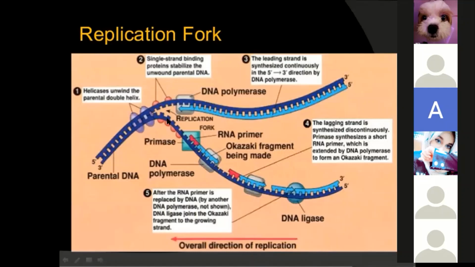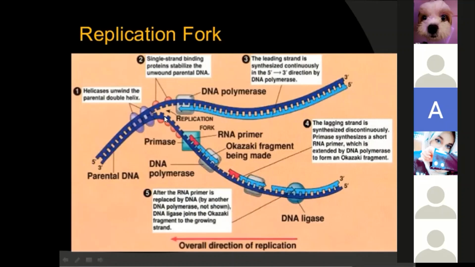These single-stranded DNA binding proteins bind to single-stranded DNA so that there won't be any re-annealing. Otherwise the strands can re-anneal again, and then replication will not take place. The leading strand is synthesized continuously in the 5' to 3' direction by DNA polymerase. So this is the leading strand, going in this direction, 5' to 3'.